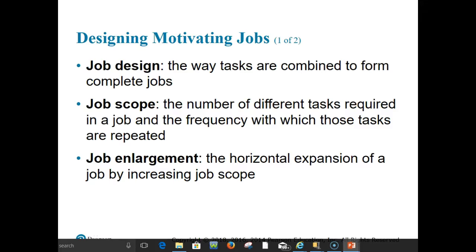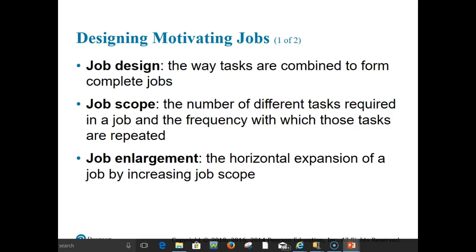An early effort at overcoming the drawbacks of job specialization involved horizontally expanding a job through increasing job scope. Now, job scope is the number of different tasks required in a job and the frequency in which these tasks are repeated. For instance, a dental hygienist job could be enlarged so that in addition to cleaning teeth, he or she is pulling patients' files, refiling them when finished, and sanitizing and storing instruments. Now, this type of job design option is called job enlargement.